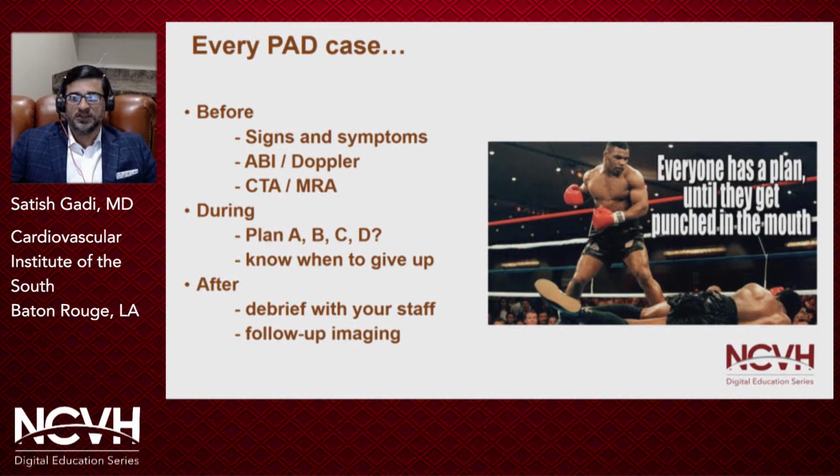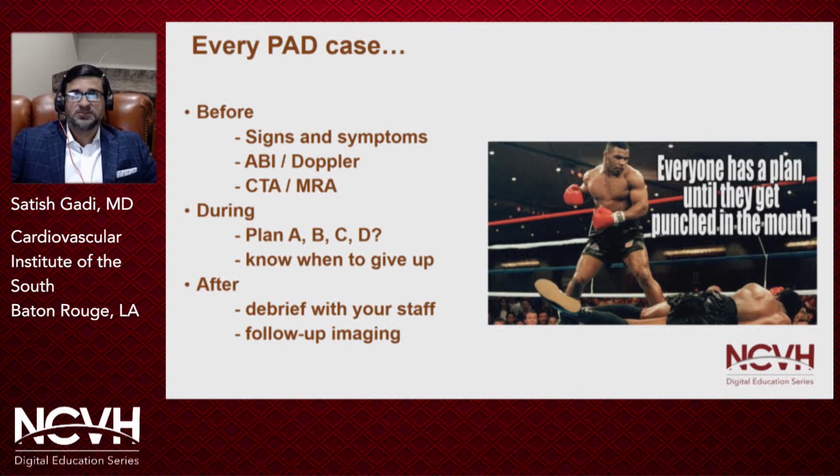Before the case, you obviously want to get familiar with the patient, their signs and symptoms, and do some non-invasive studies, ABI, Doppler. It seems simple, it seems very intuitive, but you will be surprised how many patients who end up with an amputation actually don't even get an ABI or an arterial Doppler done. I see this even today, and it's a little disturbing, but it's the unfortunate reality. Apart from ABI and Dopplers, you may also want to do CTA or an MRA where applicable if you want to dig deeper into their anatomy.